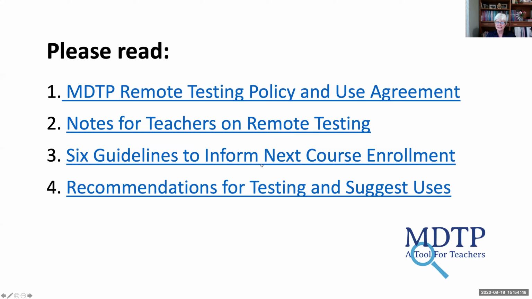A third document is the 6 guidelines to inform next course enrollment, which we'll talk a bit about using the testing data with your school. And the fourth document that you will probably find helpful is recommendations for testing and suggested uses. This is a document that's quite extensive that talks about when you might consider testing and what tests you might administer starting from grade 5 through calculus. We talked about this a little bit in session number 1, but this document again is shared with you, and if you have any questions, again, feel free to contact us so we can help with that.